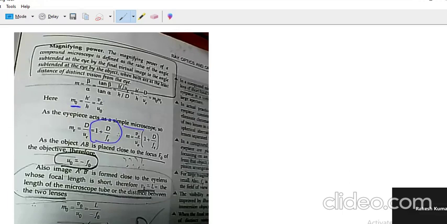Okay, then he says, we multiply both the magnifications, MO and ME. So I am multiplying this with this. But V naught, he says, is nothing but L, because of the distance, I'll tell you, and U naught according to him is nothing but F. This is F. Why?